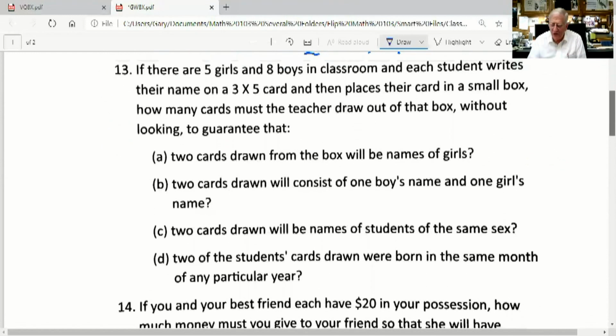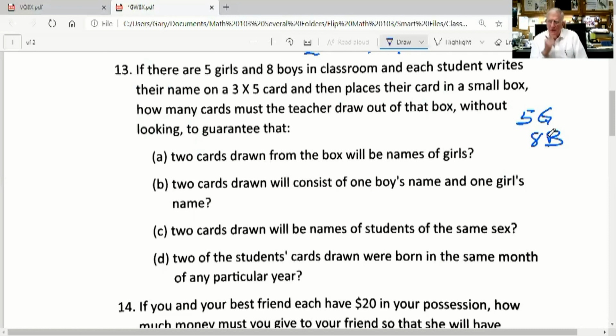If there are 5 girls and 8 boys, I'll put over here 5 girls, 8 boys, in a particular class, and they all write their names on a 3x5 card, and then they place their cards in a small box. How many cards must the teacher draw from the box without looking to guarantee that 2 cards drawn from the box will be names of girls?